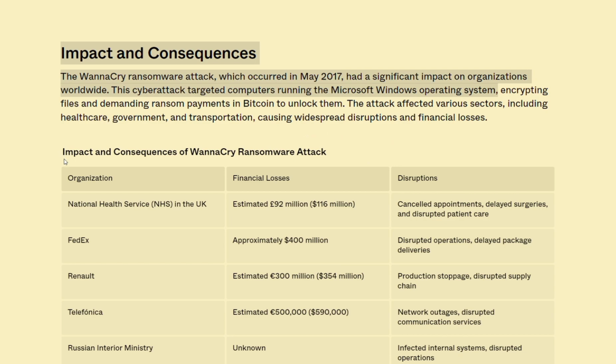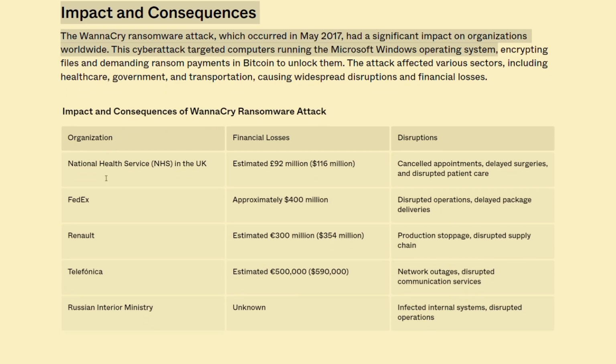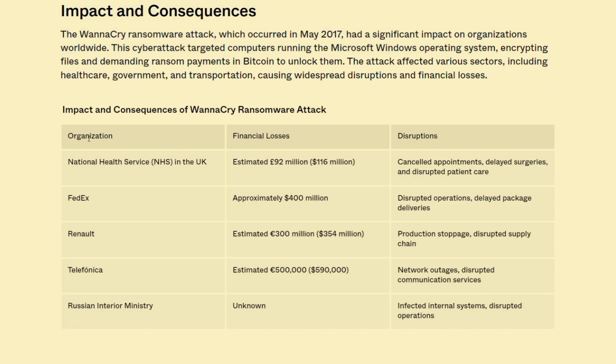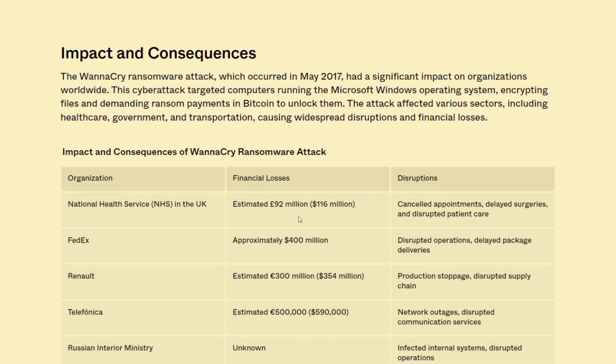Here we can see some of the organizations, their financial losses, and the disruption caused by this attack. The consequences of the WannaCry ransomware attack, we will see one by one. Organizations. The National Health Service in the UK estimated $116 million in financial loss. They cancelled appointments, delayed surgeries, and disrupted patient care.